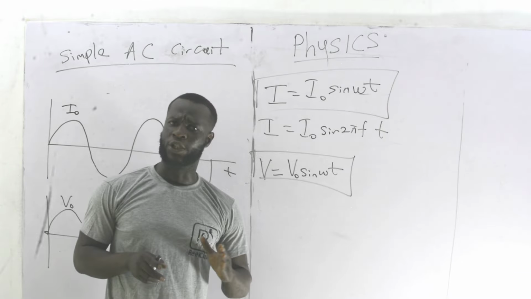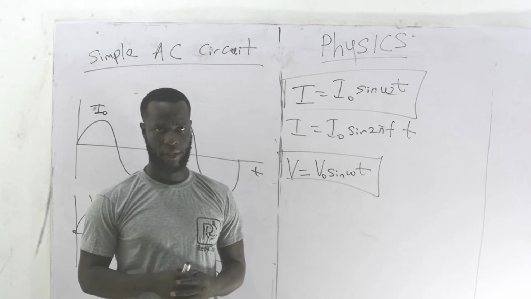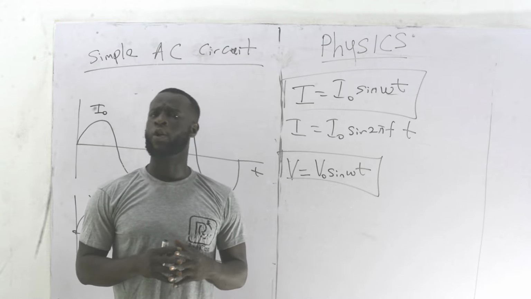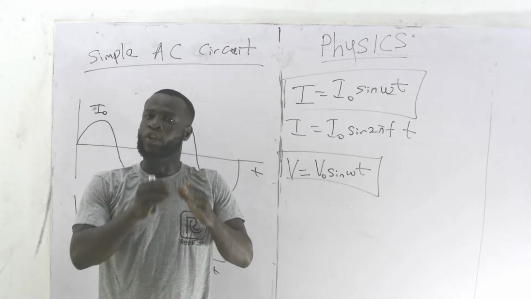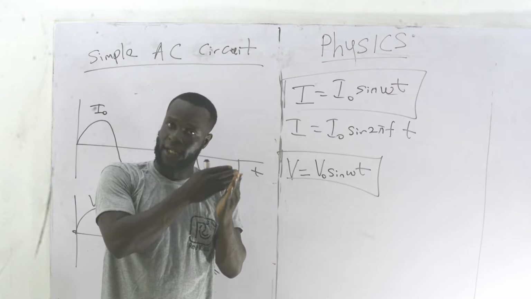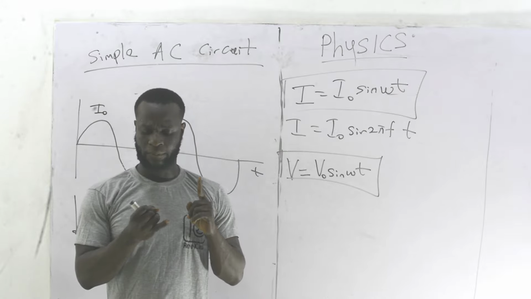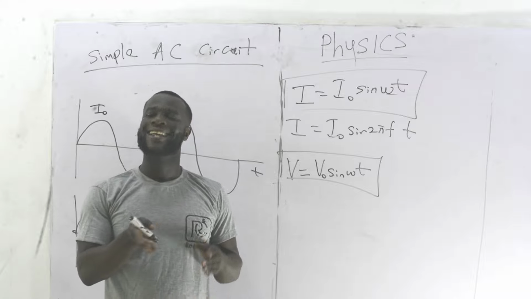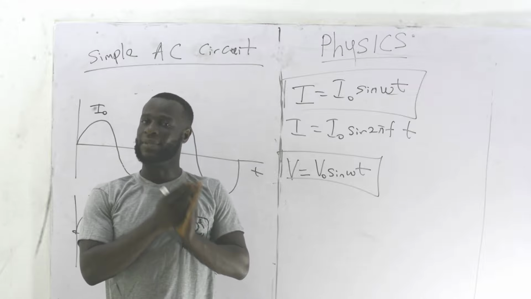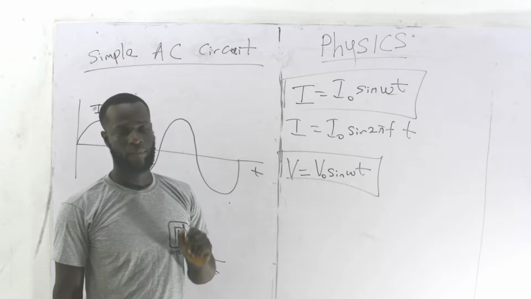There's something called the root mean square current. This is the definition for the root mean square current. The root mean square current of an alternating current is the steady current that will produce the same amount of heat in the same resistor at the same time. That is the root mean square current.